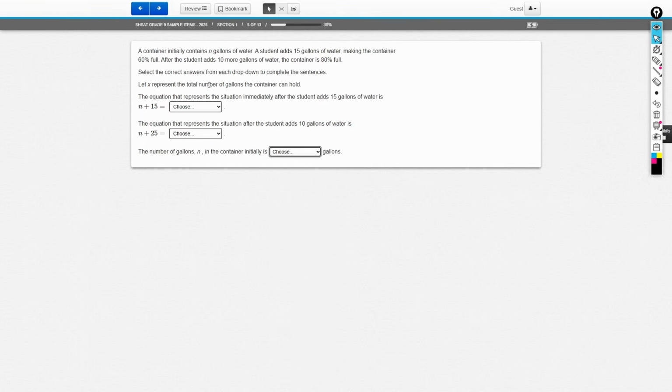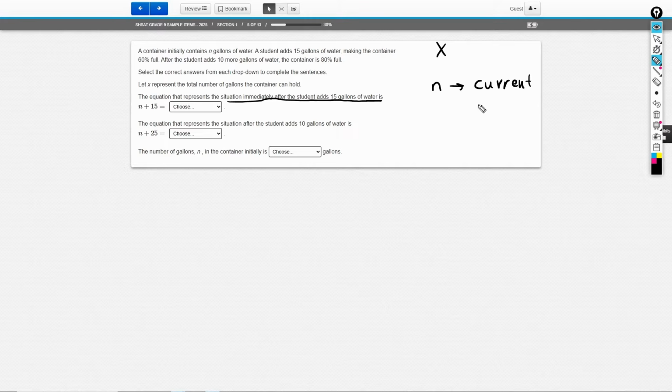All right, so here they're asking us, let x represent the total number of gallons that each container can hold. So x is my total capacity, and it says that the equation that represents the situation immediately after the student adds 15 gallons of water is what? So the initial situation says that a student adds 15 gallons of water, making the container 60% full, okay? So in this case, n is the number of gallons that the container currently holds. So that's the current capacity.